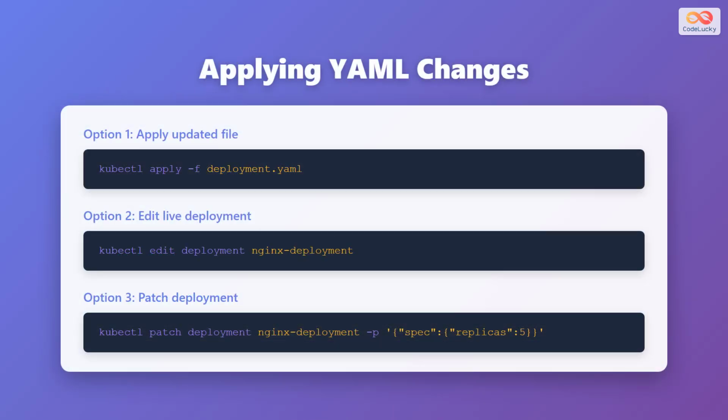Once you've modified the YAML file, you have 3 options to apply the changes. First, you can apply the updated file using kubectl apply -f followed by the file name. Second, you can edit the live deployment directly with kubectl edit deployment followed by the deployment name. Third, you can use the patch command with kubectl patch deployment, the deployment name, -p, and a JSON string specifying the new replica count.